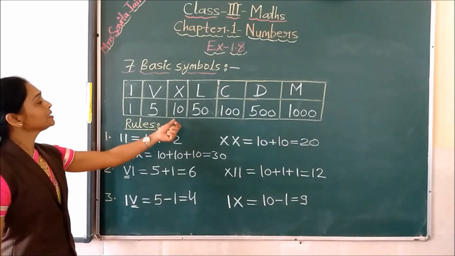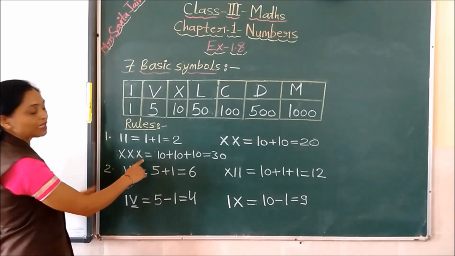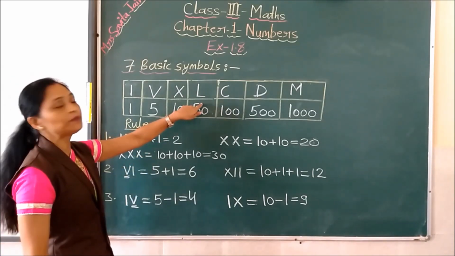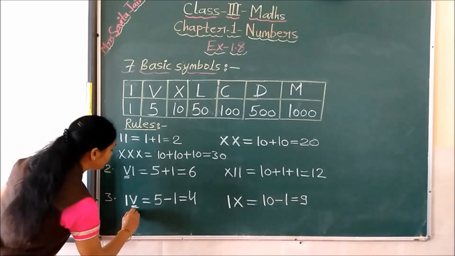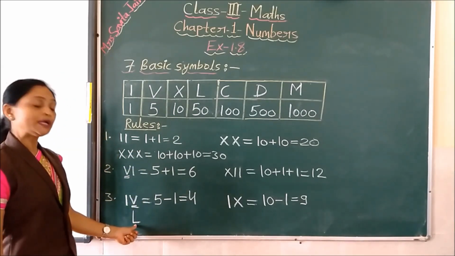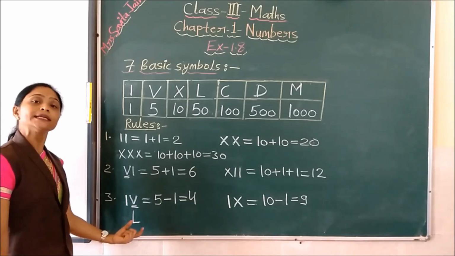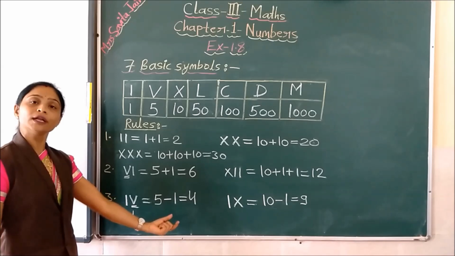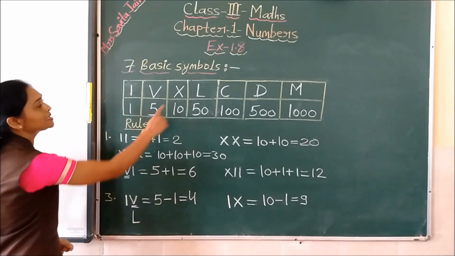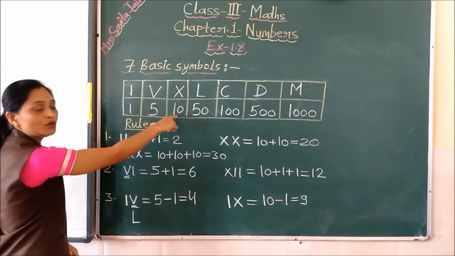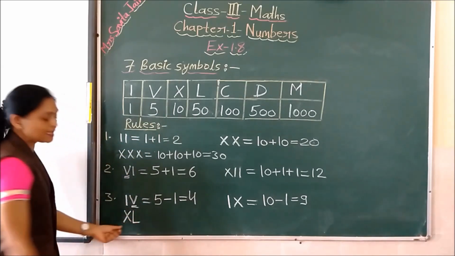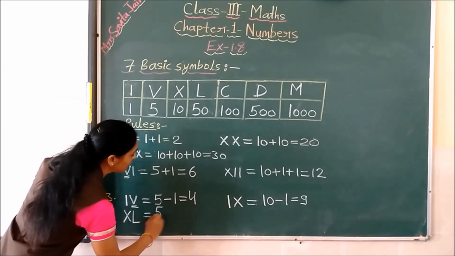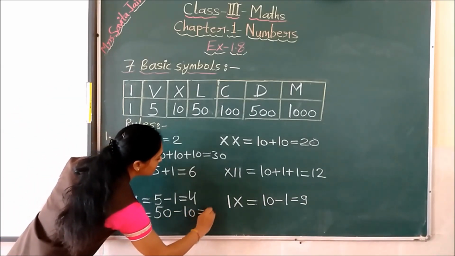Now 40, how to write? See, we cannot repeat X four times. So 40 we have to write as follows. See, L is equal to 50. Now if we want to write 40, we have to subtract 10 from this 50, because 50 minus 10 will be 40. It means we have to place which symbol here? This X, which has the value 10. So we will place this X before L. So XL is equal to 50 minus 10, that is 40.